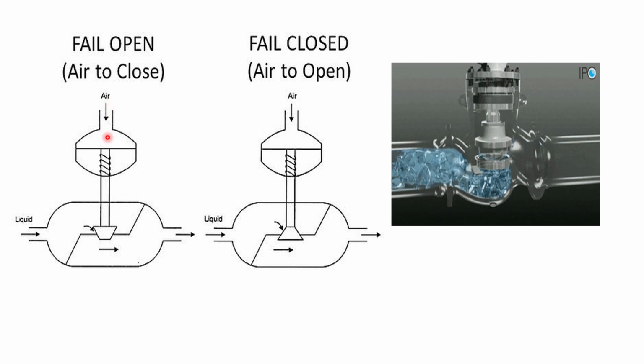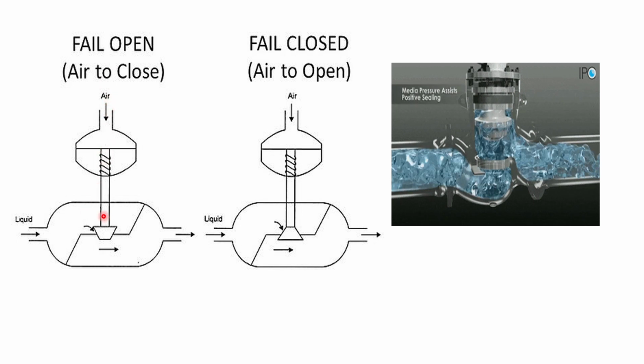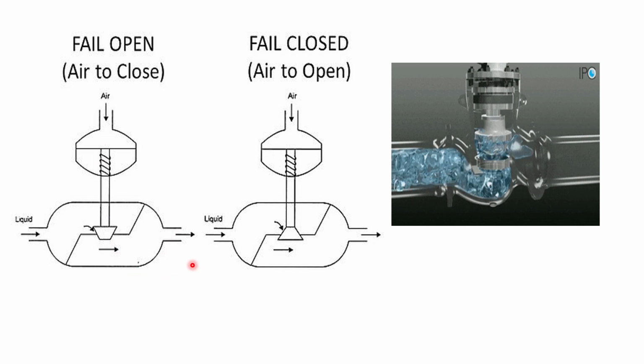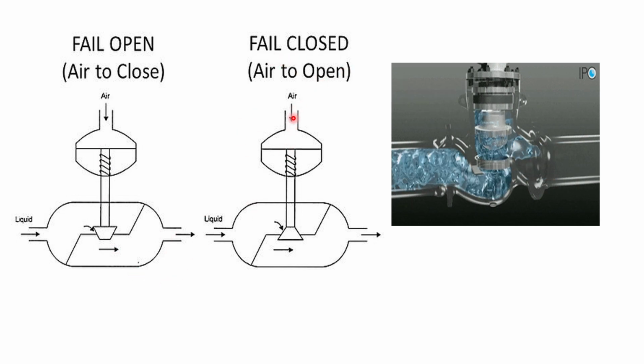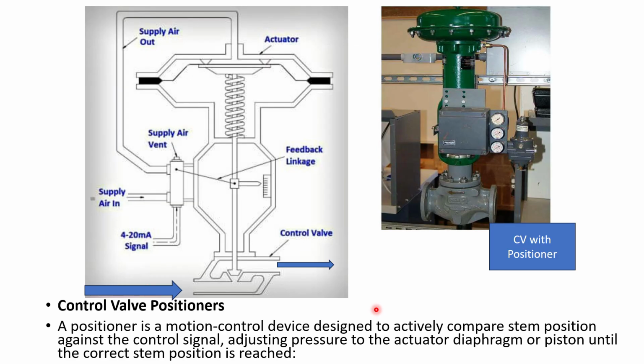Now, you see here, this is the fail to open. Here air is closing the valve. If the air fails, the valve will open. And this is fail to close. So air here is reverse.